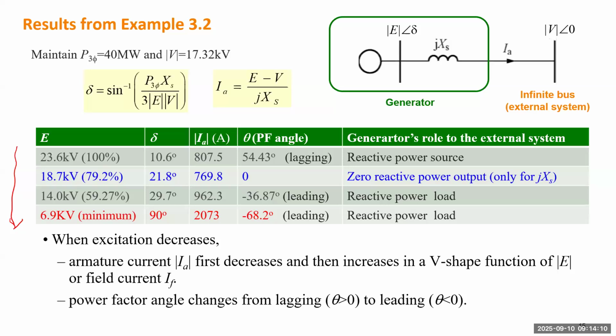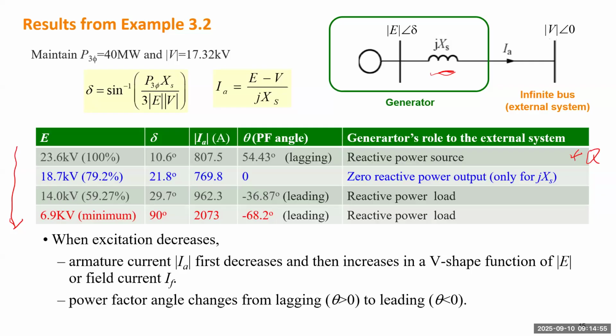And we mentioned, at the beginning, the infinity bus, which is the external system, behaves as a reactive load. So the generator will be a reactive source providing Q to the infinity bus. So we'll provide positive Q to the infinity bus. And the second step, that reactive power output will become 0, which means it's unity power factor. So the generator only provides reactive power to support the internal reactance, because this reactance still consumes a little reactive power.